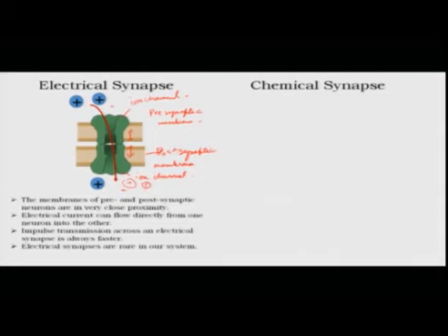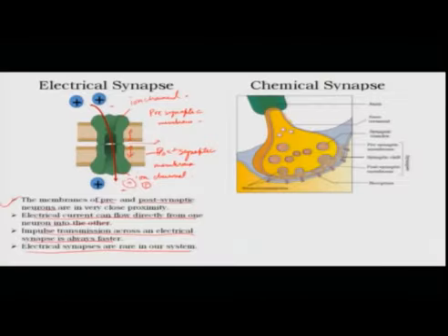So, the characteristics of the electrical synapse are as follows. The membranes of the pre and postsynaptic neurons are very, very close to each other, they almost touch. So, the synaptic cleft is negligible. The electrical current can flow directly from one neuron to the other. The impulse transmission across the electrical synapse is always much faster. You will see why it is faster than the chemical synapse in a minute. Electrical synapses are, however, rare in our system. We have very, very few electrical synapses in the entire nervous system, and I will explain that towards the end of this class.